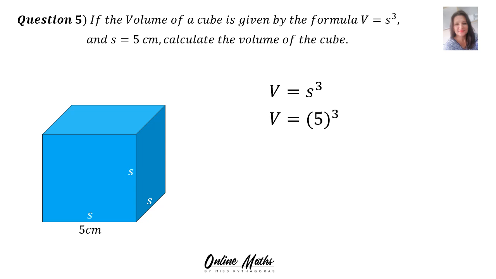And then remember, when we substitute, we use a bracket. And now we end with 5 cubed. And remember, 5 cubed means 5 times 5 times 5. And the answer, the volume, the output value is 125, and the unit is cubic centimeters, or centimeters to the 3, or centimeters cubed.